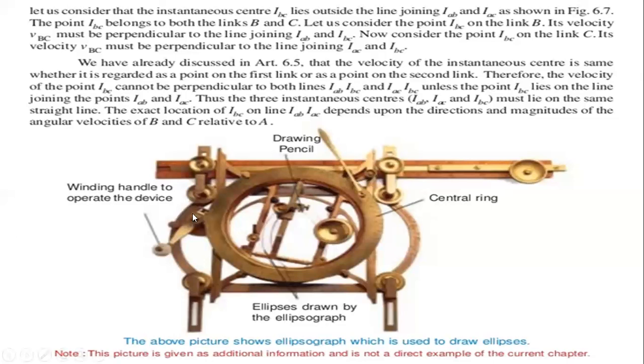So the central ring is used to move in the clockwise direction, and by moving it we are going to move the pencil stand also. The winding handle is used to operate the device. Whenever you move this winding handle in the clockwise direction, the central ring is also going to move in the clockwise direction.